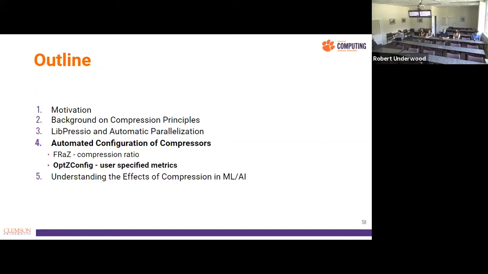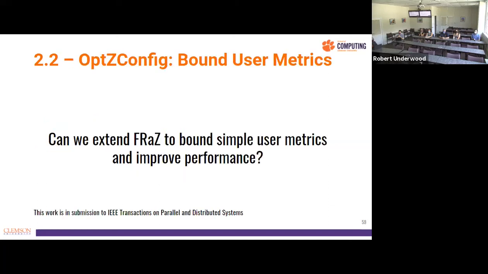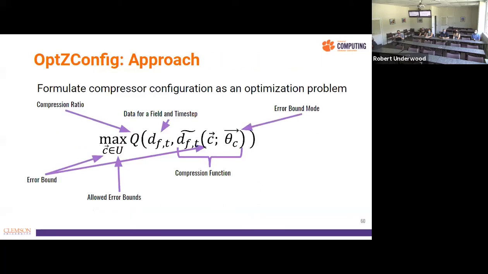So now we turn to my work, OptZConfig, that adapts the work that I did for FRAS into something that works in general for user-specified metrics that are suitably deterministic. So can we extend FRAS to bound simple user metrics and improve performance?